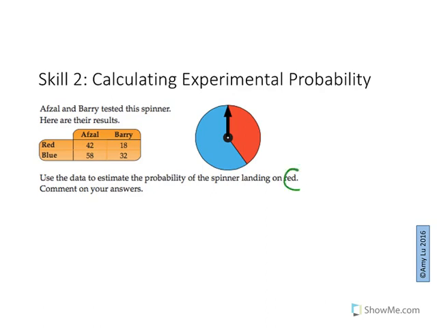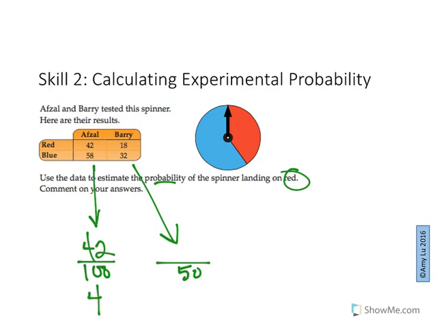So we're working on red. First of all, in order to find probability, we need to know the total. So if we notice, Afzal basically spun his 100 times in total, whereas Barry spun his 50 times in total, because you add 42 and 58, then 18 and 32. Now, to land on red for Afzal is 42 out of 100, which happens to be 42%. Barry landed on red 18 out of 50.